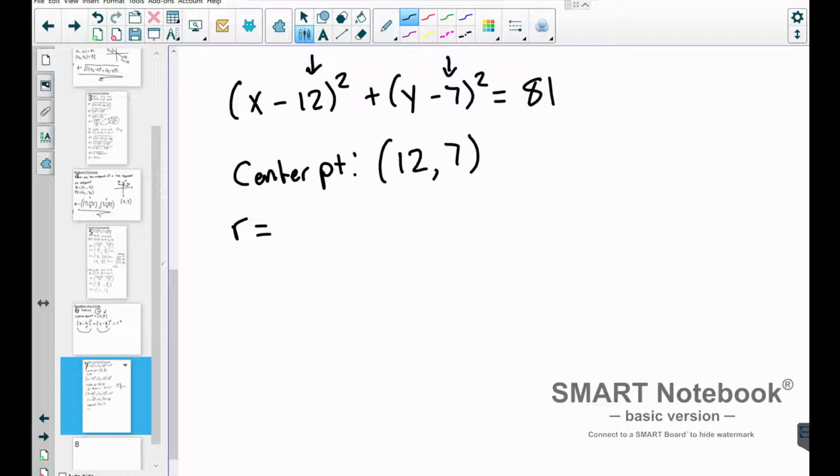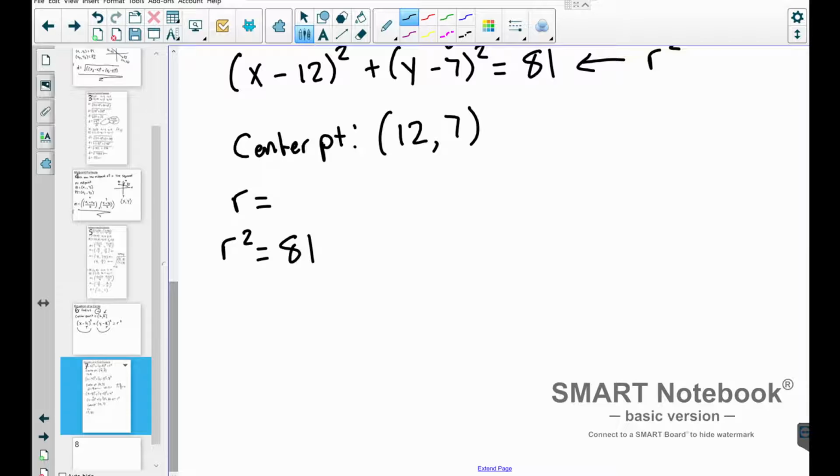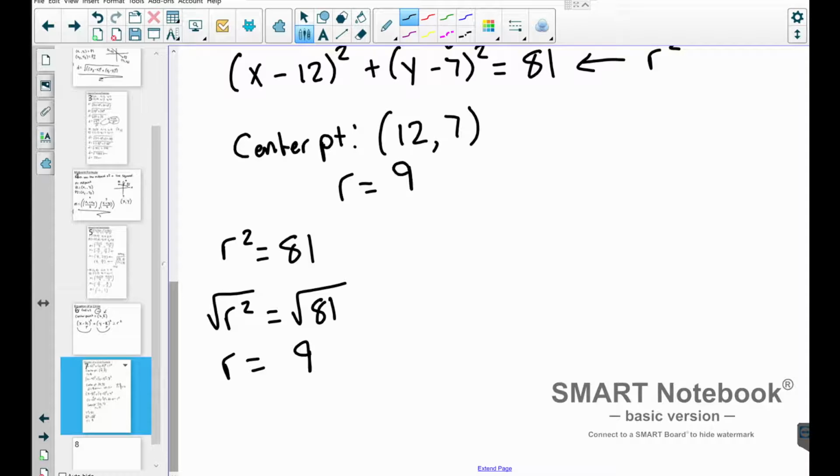So we have our center point. Now we want our radius. Remember, this value on the other side of the equal sign is our radius squared. So this 81 is our radius squared. So r squared equals 81. And we want to get this to where we just have r. We want to get that square off there. So to cancel out that square, we'd take the square root of both sides. So we have r equals the square root of 81. And in this case, that would get us r equals 9, because 9 squared is equal to 81. So r equals 9. And this would be our answer.